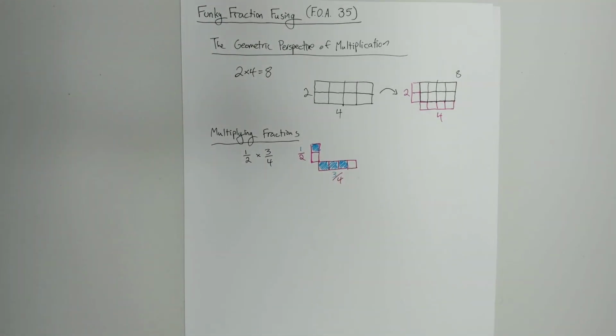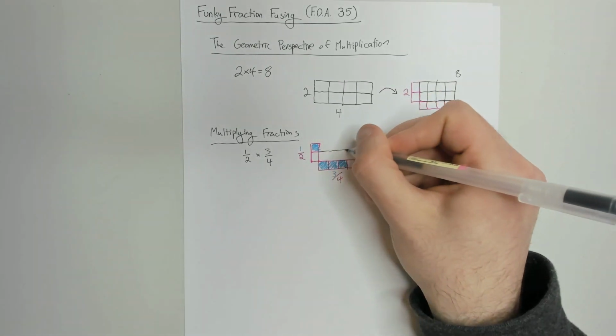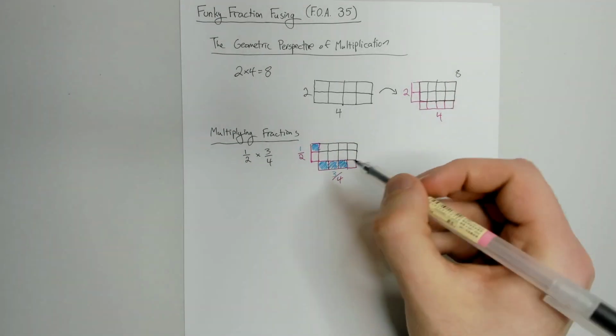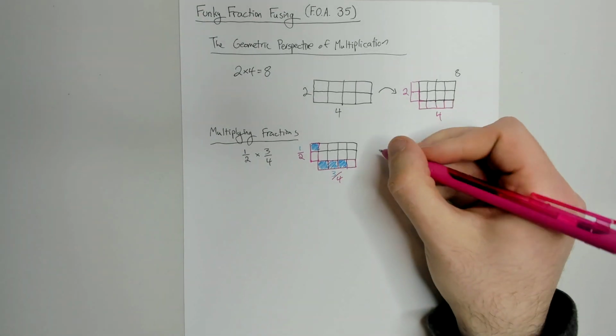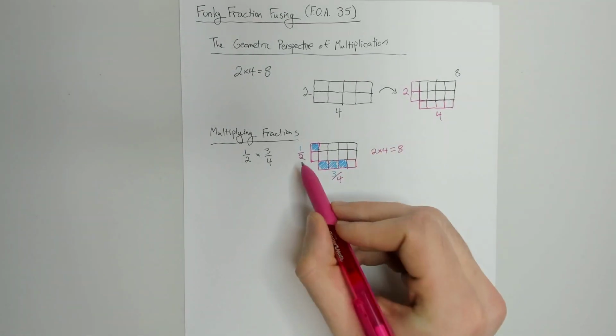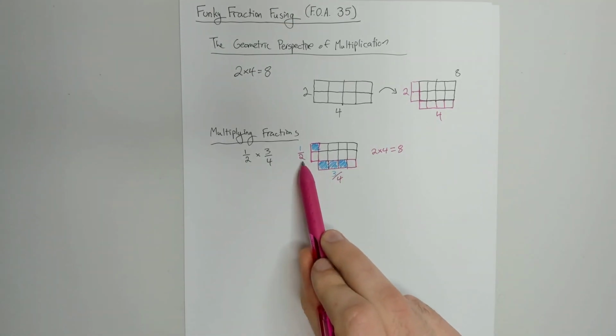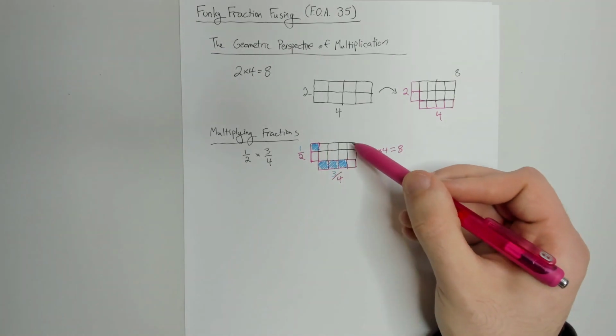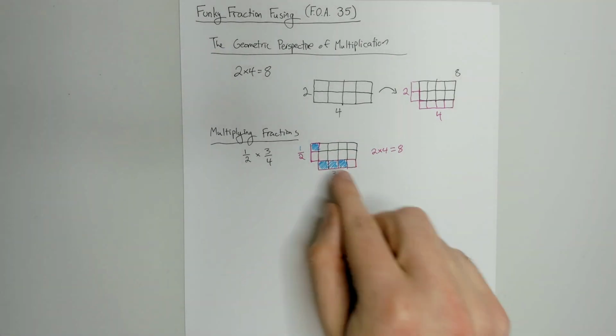Now I'm going to allow these lines to continue again, just like I did before, and we essentially get 8 pieces again, right? These 8 pieces come from the 2 times 4, which is 8. So we're basically multiplying these denominators. The denominators of 2 here and 4 here tell us how many pieces we have in total when we multiply these.